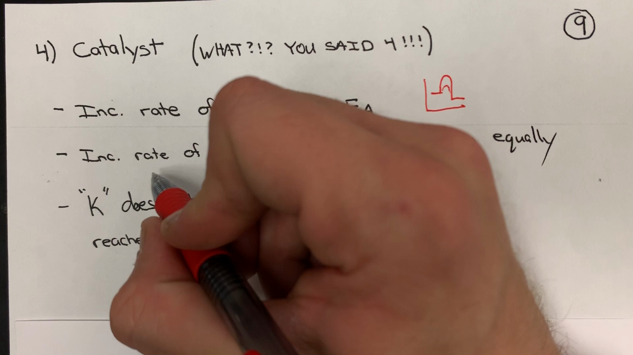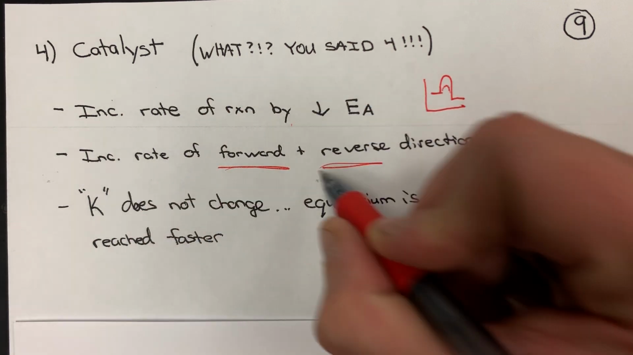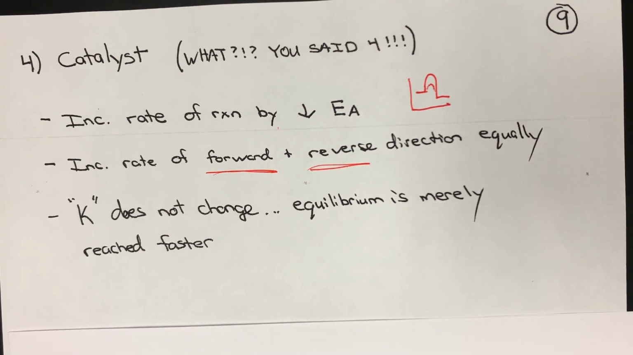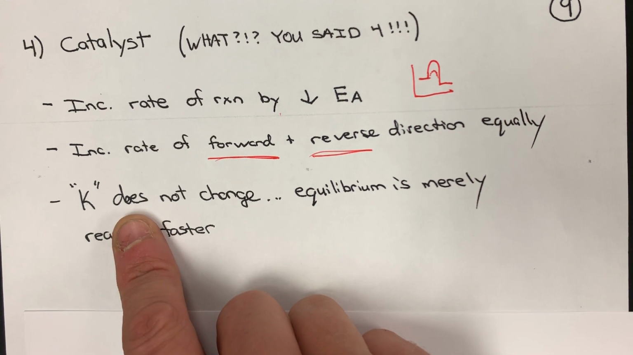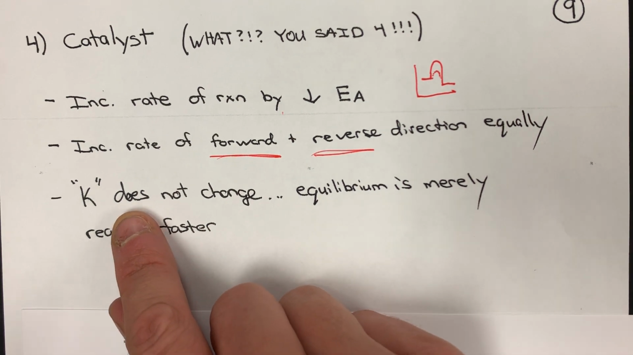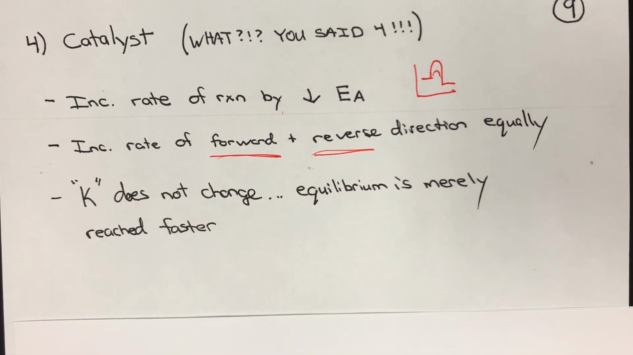And so what we do is we actually increase the rate of both the forward and the reverse directions equally, okay? So we're not going to find a change in our K value, right? The equilibrium doesn't shift to the left, it doesn't shift to the right. The only thing that happens is that the equilibrium is actually reached faster.